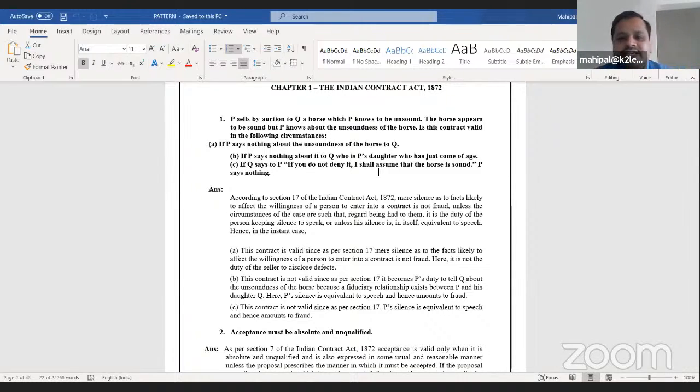Again, the first question itself is a case-based question. P sells by auction to Q a horse which P knows is unsound. The horse appears to be sound, but P knows the unsoundness of the horse. Is the contract valid in the following circumstances? Number one, if P says nothing about it to Q, who is P's daughter, who has just come of age. If Q says to P, if you don't deny it, I shall assume that the horse is sound, and P says nothing. Tell me.